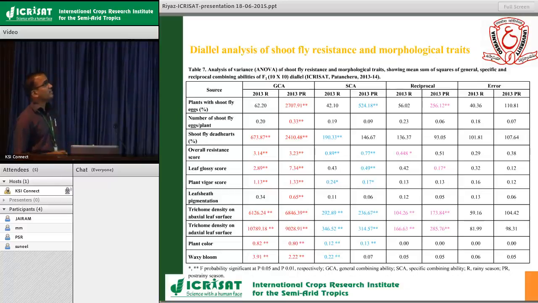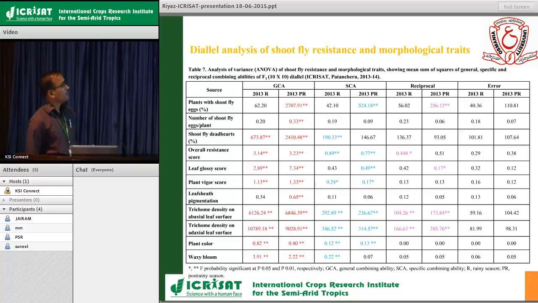Coming to the mean squares of general combining ability and specific combining ability studies, significant mean squares were reported for most of the traits for general combining ability and for specific combining ability, indicating that both additive and non-additive gene interactions are involved in the inheritance of these traits. A few of the traits have significant reciprocal combining abilities, indicating that maternal inheritance is involved in the inheritance of these traits.